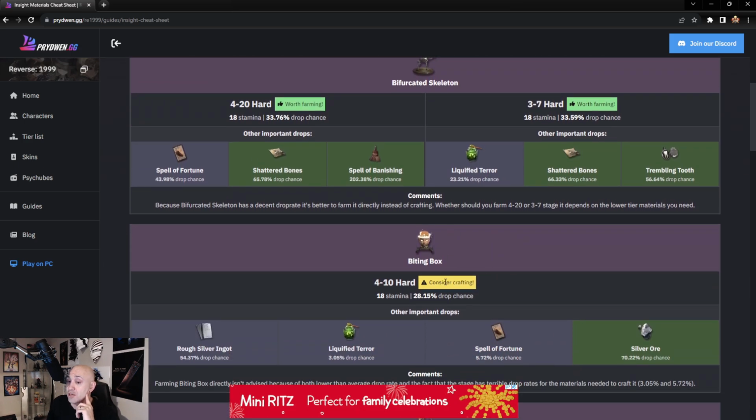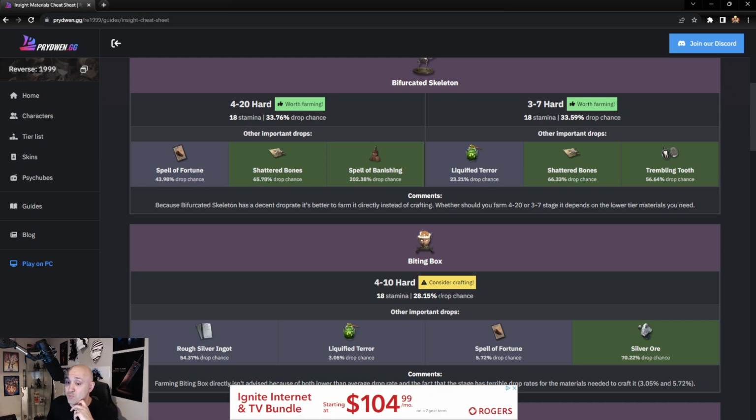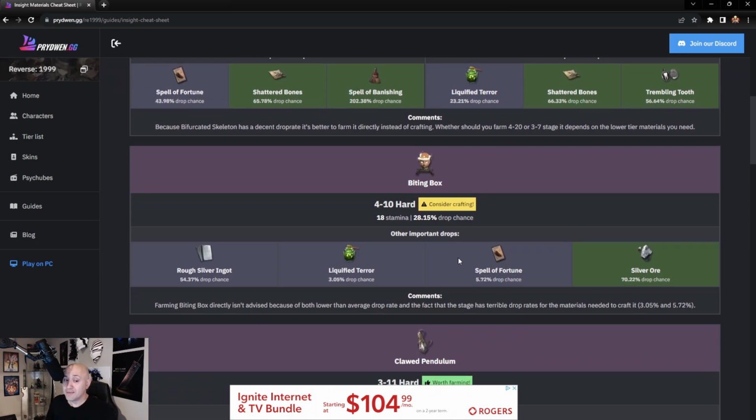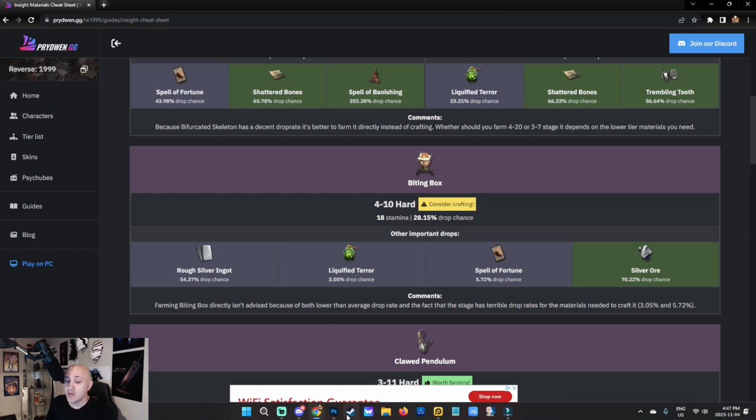Biting Box, consider crafting. Very good advice. It drops at 4-10 at only 28%, guys. Really, really low chance. And not to mention, everything else here is fairly low as well. 54% for rough silver, which you can get in better stages. 3.05% for liquid terror. Spell of Fortune is 5.72. And then the silver ore is 70%. Okay, so this is the only one you actually want to farm.